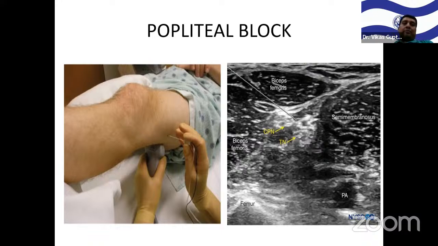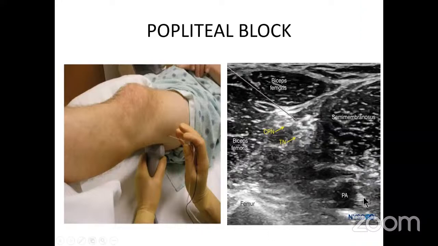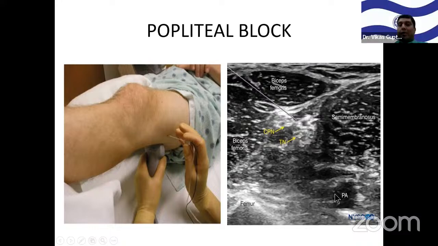I will put a support below the ankle, and I will put the probe directly in the popliteal fossa. And what we will see is that we have to identify the popliteal artery and popliteal vein, and identify the 2 nerves that are there, the peroneal nerve and tibial nerve. So we will go in plane from lateral to medial, and we will block both of these nerves, the peroneal and tibial nerve. So these are the commonly done blocks in our OT.